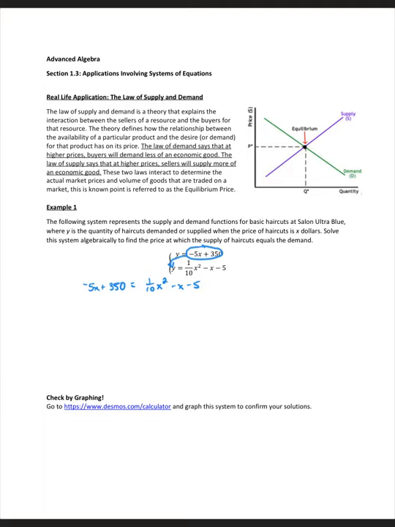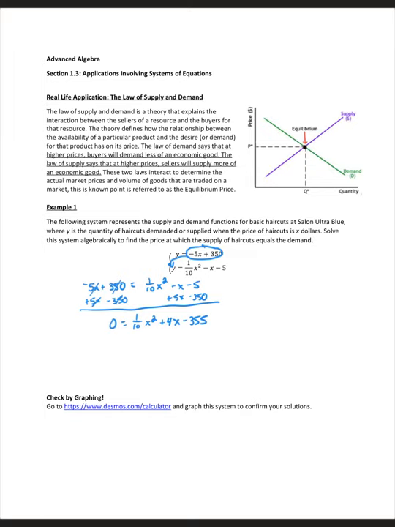And since this is a quadratic, I'm going to move all of my terms over to one side. So 5x, I'm going to add to both sides, and I'm going to subtract 350. So my left-hand side is gone. It's 0 equals 1/10 x squared plus 4x minus 355. And now I need to solve this quadratic equation.